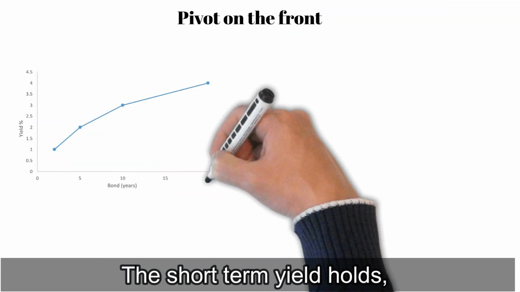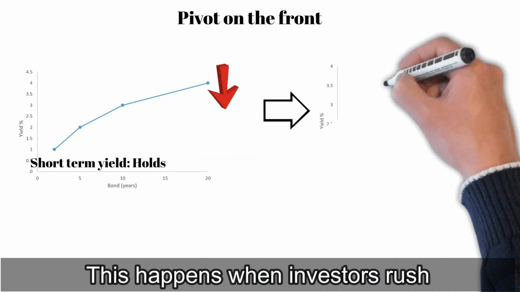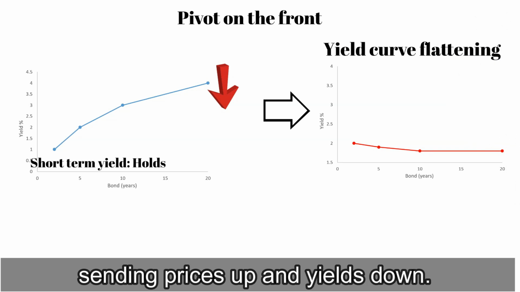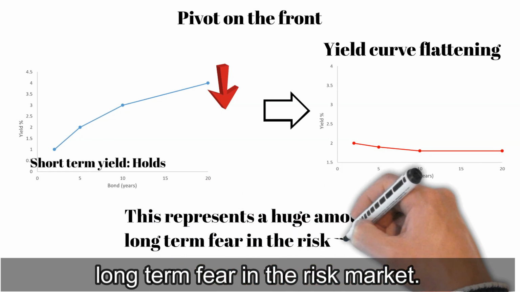The short-term yield holds while the long-term yields fall. This happens when investors rush a huge sum of money into long-term bonds, sending prices up and yields down. This represents a huge amount of long-term fear in the risk market.